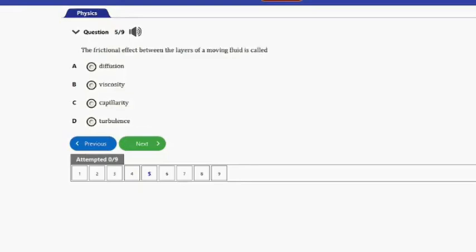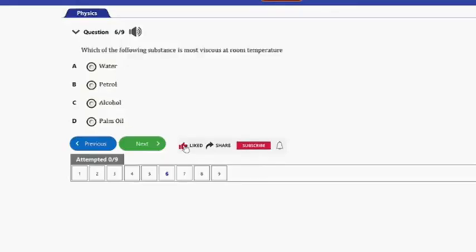The next question we have here is question number 5. It says, the frictional effect between the layers of a moving fluid is called A. Diffusion, B. Viscosity, C. Capillarity, D. Turbulence. So obviously the answer to this question is option B, and that's viscosity. Let's consider the next question.